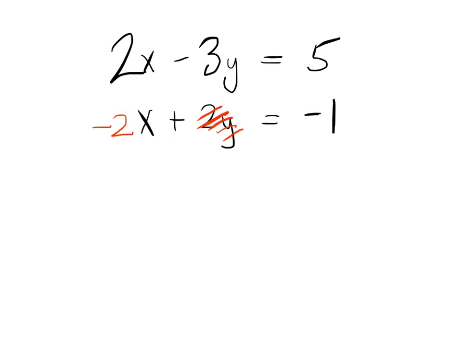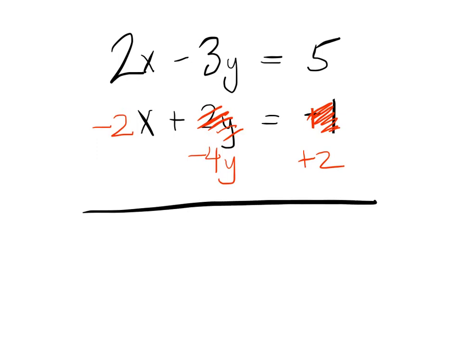So what you said was you could multiply the bottom equation by -2, right? And this becomes -4y, and this becomes +2. Okay. Then what we're going to do is add the 2 equations. We'll get 0 minus 7y equals 7. Right? And then, of course, y equals what? So y will equal -7 over 7, -1.